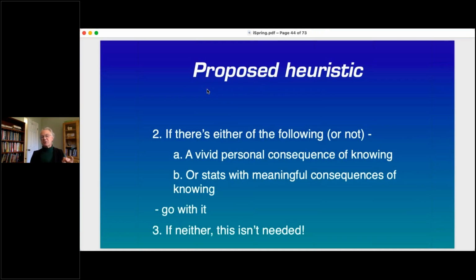So I have a proposed heuristic, and I'm going to elaborate on this. If there's a vivid personal consequence of knowing this stuff or not knowing this stuff, so either if I don't know this, this bad stuff can happen, or if I do know this, this good stuff can happen. Or, as a secondary thing, stats with meaningful consequences, maybe you can show that there are large damages that may not feel personal, but it's very clear they're societal. If you have those, go with it. If you don't have either of those, back to that issue, maybe this isn't needed. So that's my proposed heuristic.